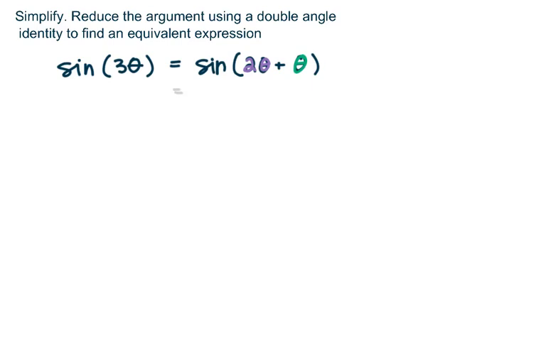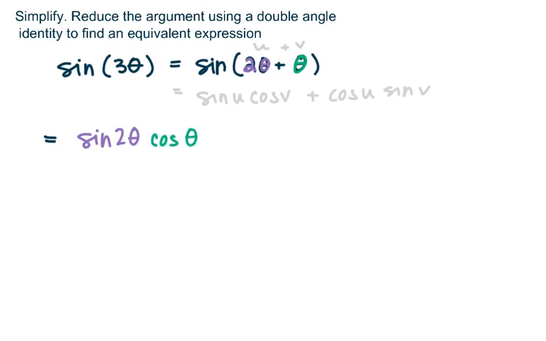And I know that sine of u plus v is sine u cosine v plus cosine u sine v. So this is now equal to sine of 2 theta times cosine of theta plus, oops, that should be in purple, cosine of 2 theta times sine of theta.